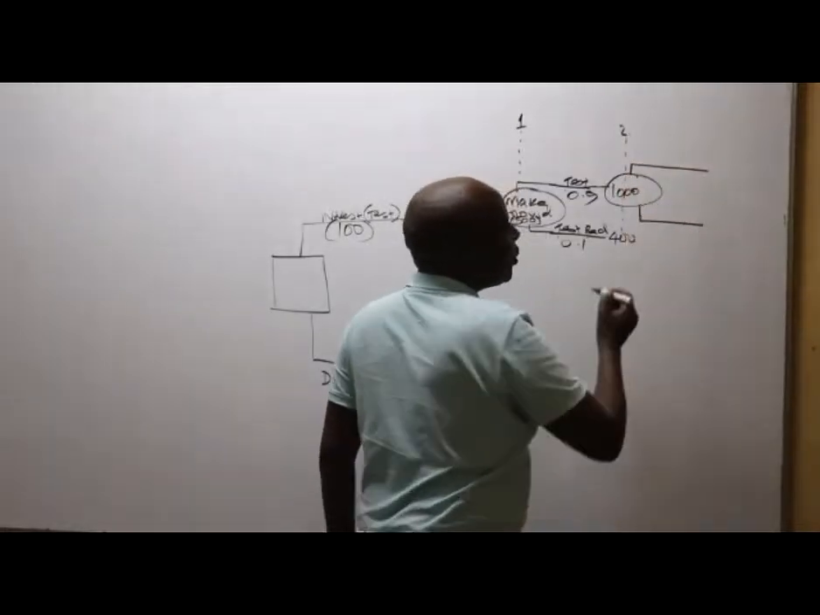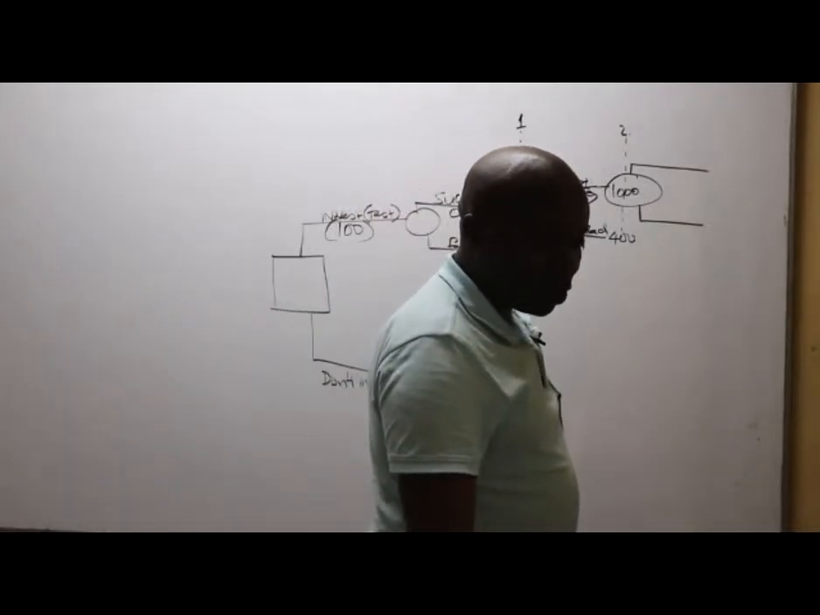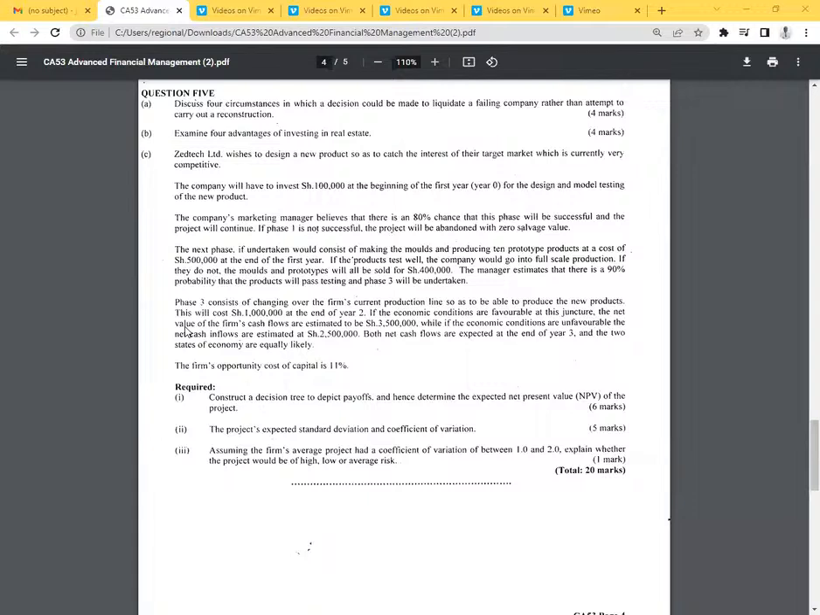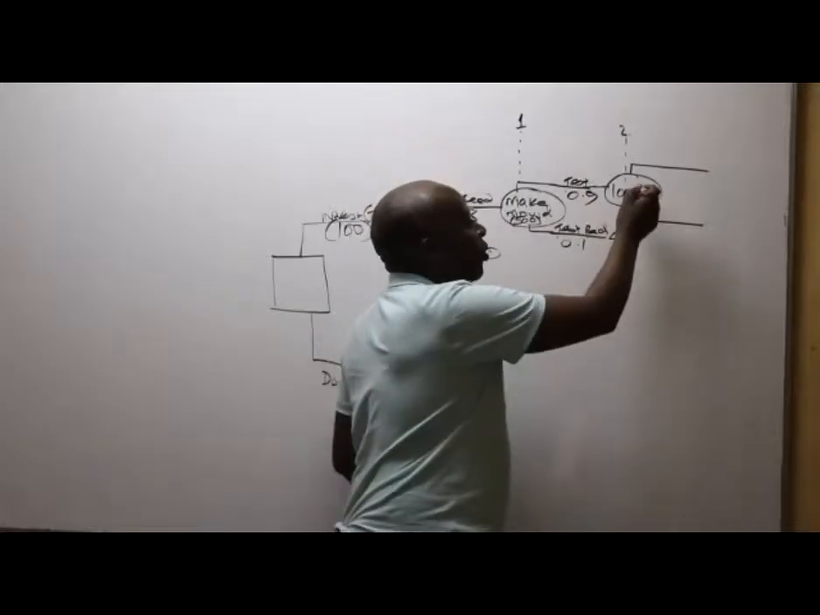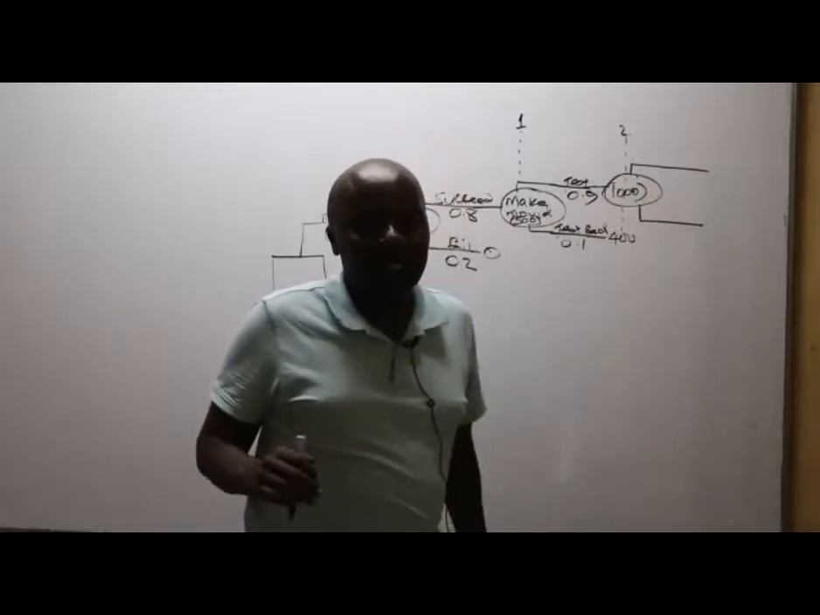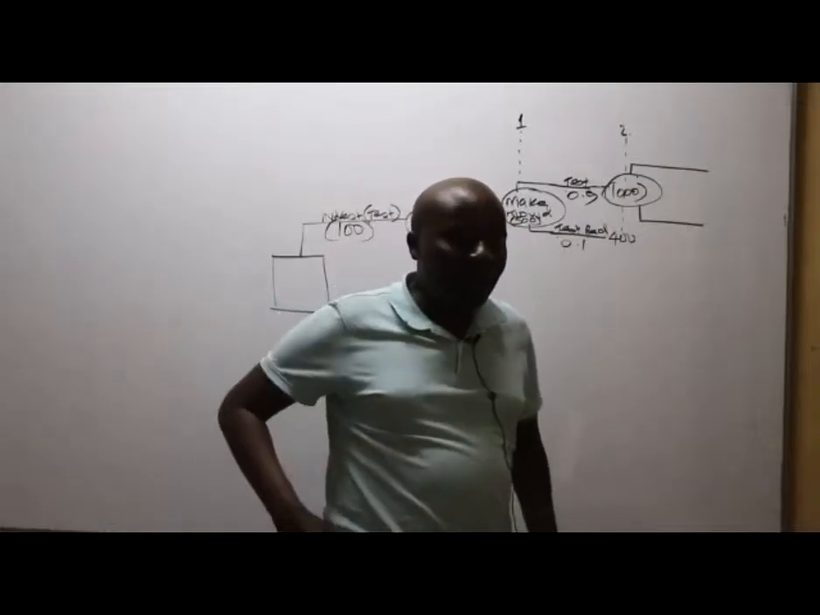There are 2 events which will ensue there, which are probabilistic. They've told us here that phase 3 consists of changing over the farm's current production line so as to be able to produce the new product. This will cost 1 million. In my case, it's 1,000 because I'm cutting the 3 zeros, at the end of year 2. If you're keen, you must have realized that I'm having this 1,000 coinciding with year 2. And remember, this is a cost, so it must be put inside brackets like that.